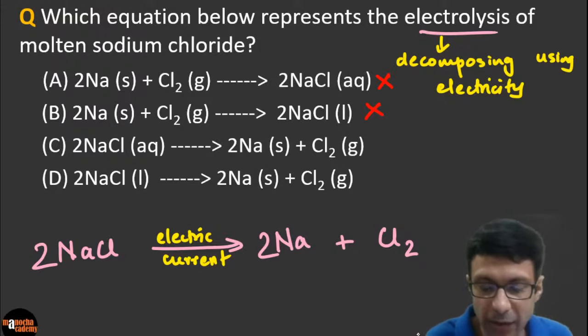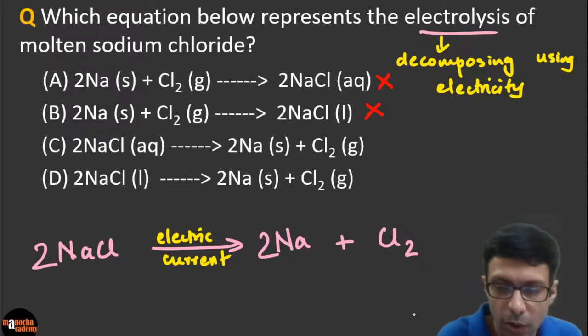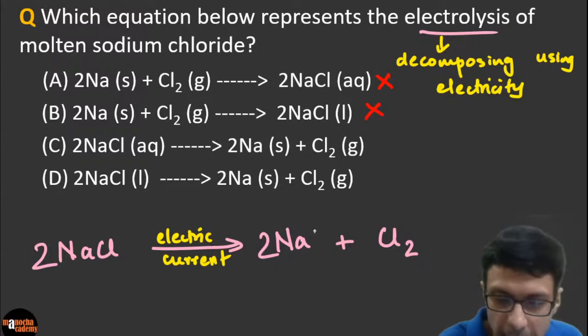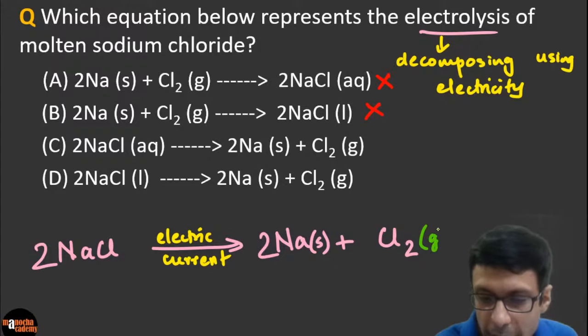So we have it balanced now. Now the important thing is what physical states to write here. So good. Some of you are saying C or D. What do you guys think here? Okay. So clearly sodium is a solid, so this physical state is going to be S. Okay. And chlorine is a gas, so this guy is going to be G.